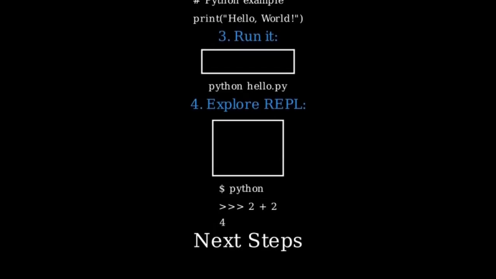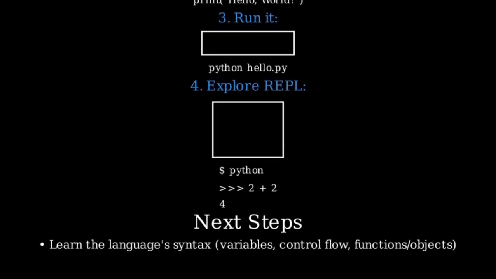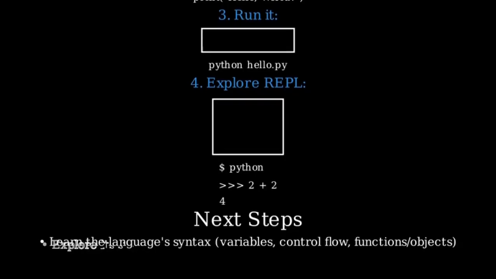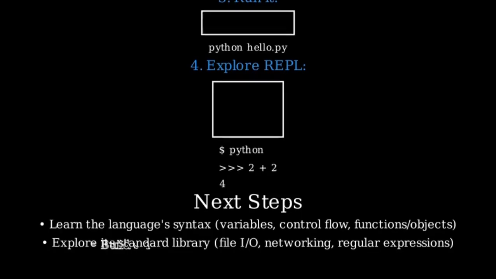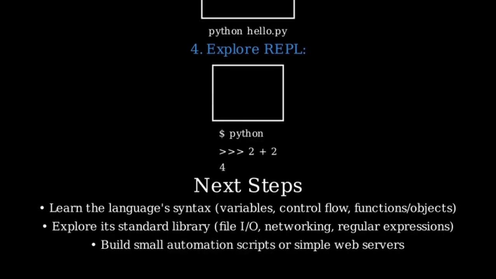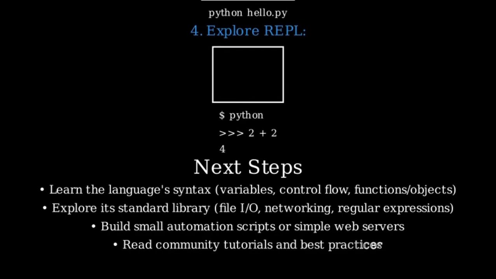Here are your next steps for learning scripting languages. Learn the language's syntax, including variables, control flow, functions, and objects. Explore its standard library, which includes tools for file I/O, networking, and regular expressions. Build small automation scripts or simple web servers to practice your skills. And read community tutorials and best practices to deepen your understanding.